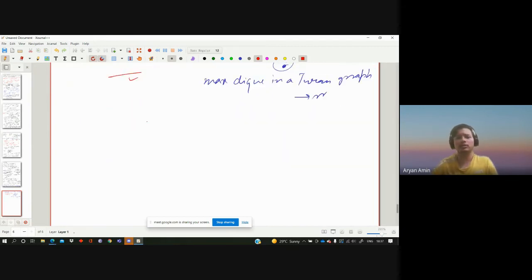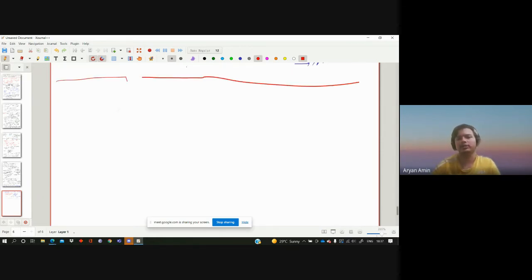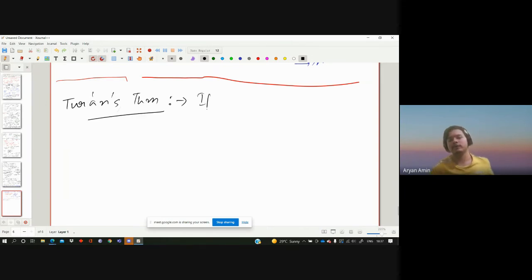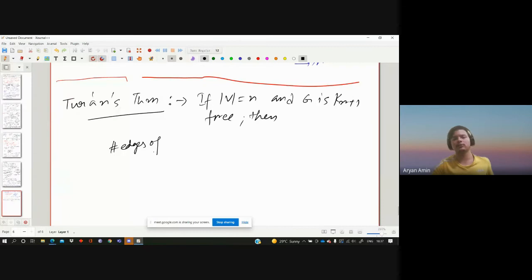So our guess was that for the R+1 case, the Turan graph was optimal. Turan's theorem basically tells you that the guess is right. So if the number of vertices is n and G is K_{r+1}-free, then the number of edges of G is at most the number of edges of the Turan graph T(n, r).